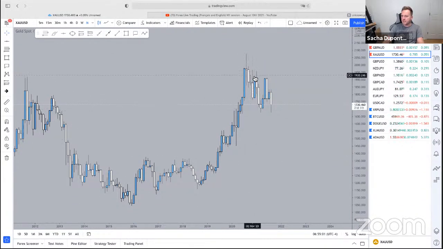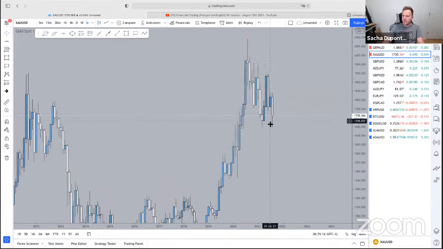So monthly, as you see, monthly is a start of a downtrend. Now we kind of attempt to break this monthly support, got rejected. Donc, si on regarde sur le chart du mois sur l'or, on a tapé le support du mois et on a rejeté.